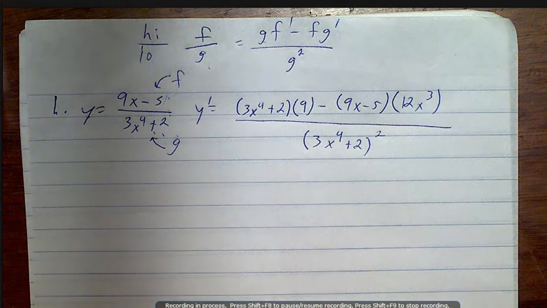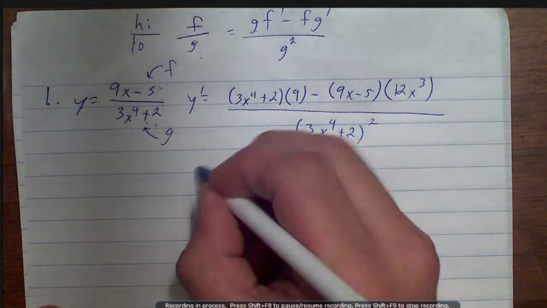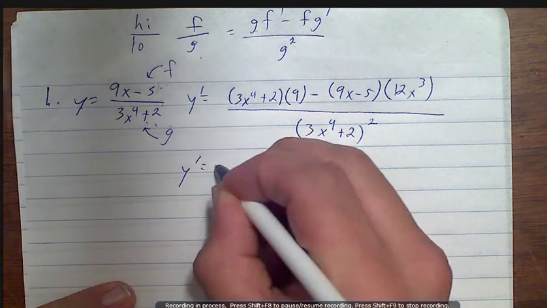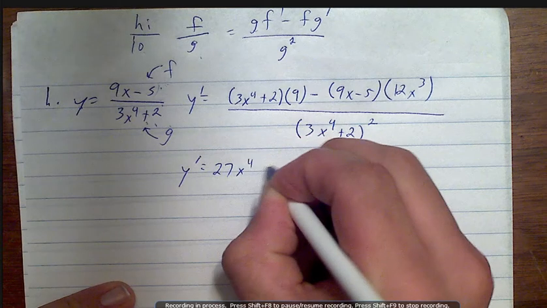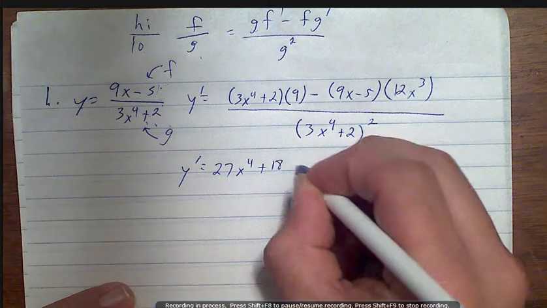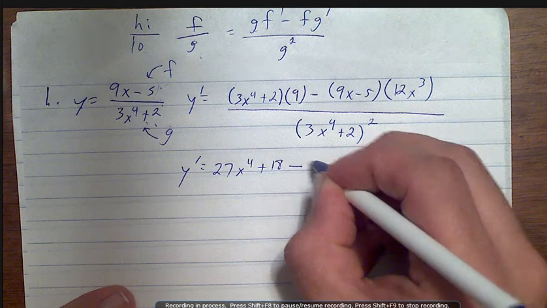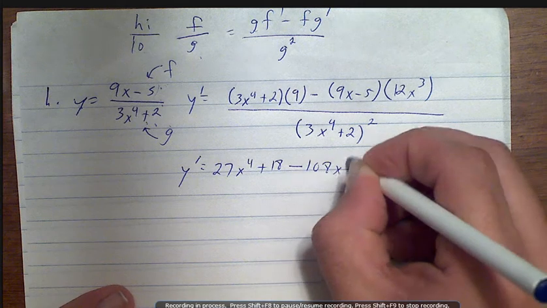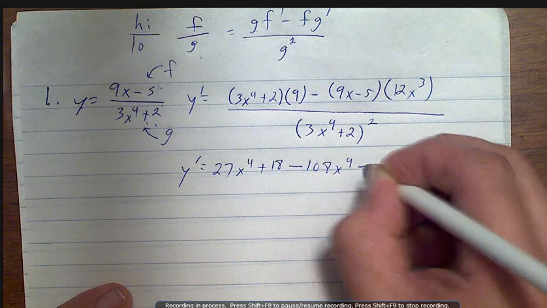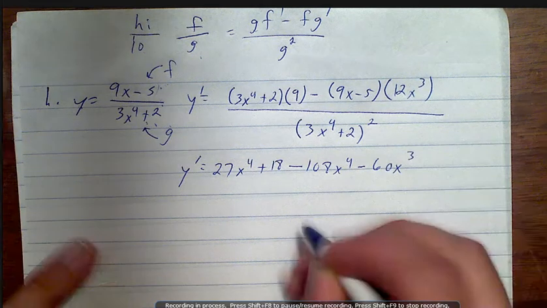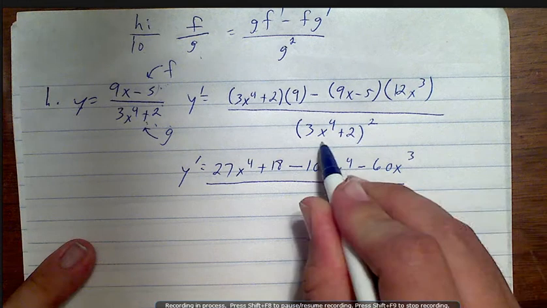Okay, that's the only calculus. Now the rest of it's just algebra, just cleaning this up. So what I'll do is I'll just distribute. So I have 27x to the fourth plus 18 minus 108x to the fourth minus 60x to the third divided by, now when I square this I use Pascal's triangle.